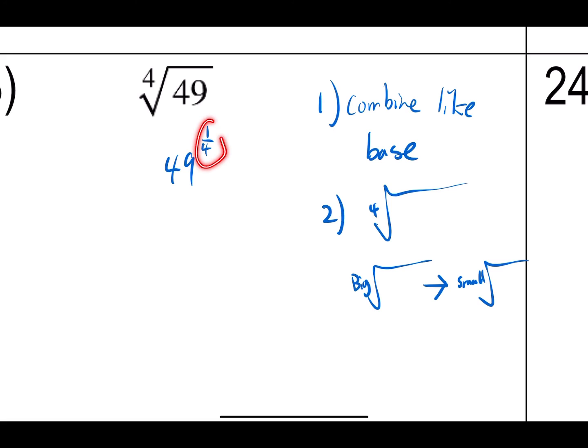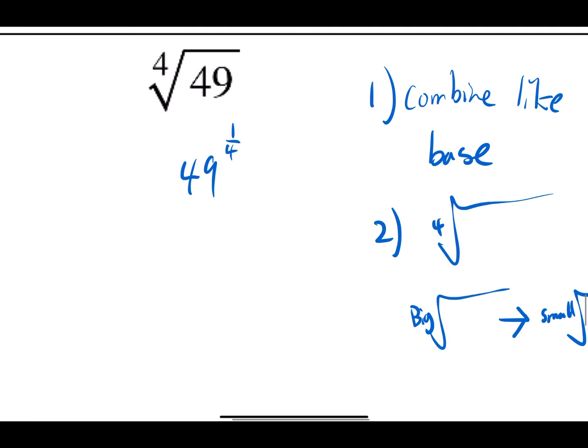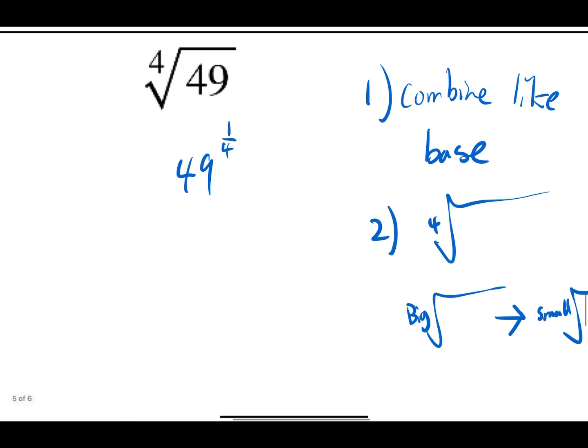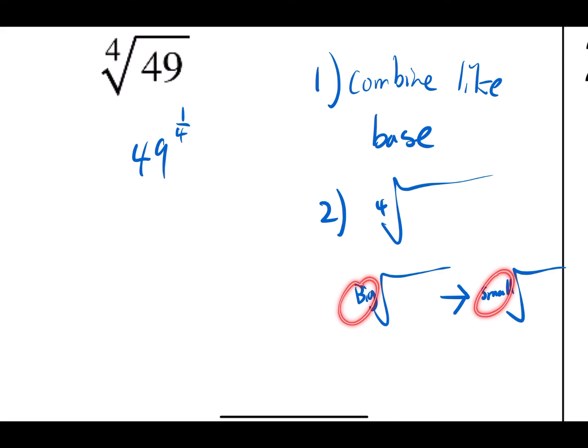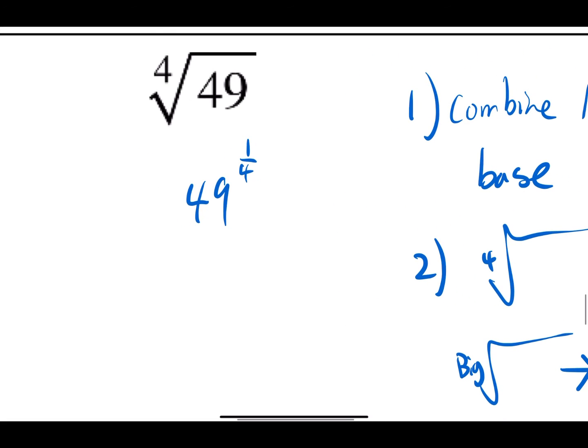Why would I write it like this? Because it makes it abundantly clear that I want this 1/4 exponent to reduce some way, somehow, big to small, with some power, some other exponent that maybe I can make 49 written as. In this case, can I write 49 as some number to some power? 7 squared is the first thing that comes to mind. So 49 is 7 squared raised to the 1/4 power.